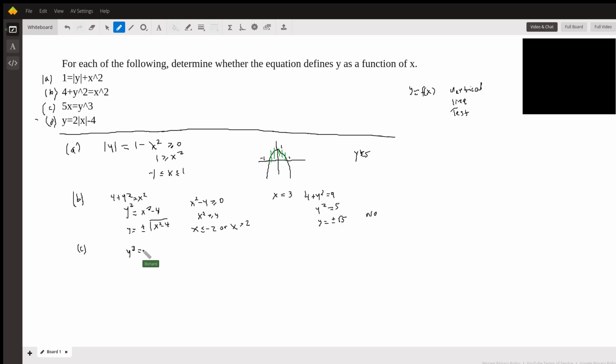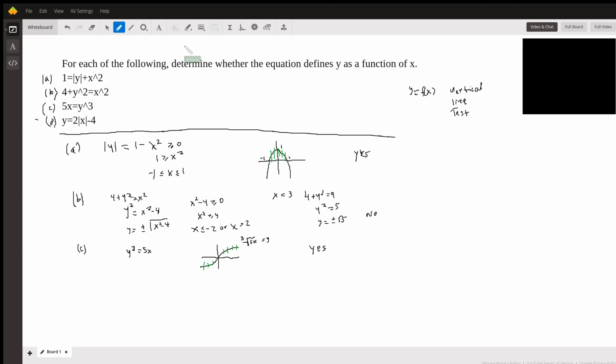Y cubed equals 5x. That's not a problem. That graph is going to look like this. This is the cube root of 5x. And it's just going to look like a snake. So it passes the vertical line test. Every time you draw a vertical line through that graph, for every x value, there's only one y value. That's why this one failed. That's why this one passes.